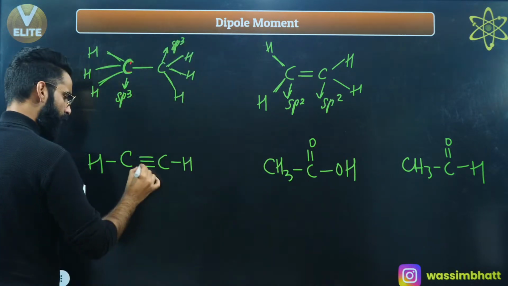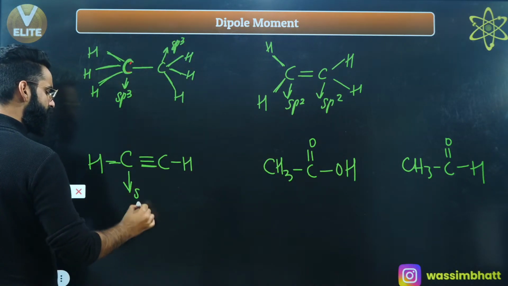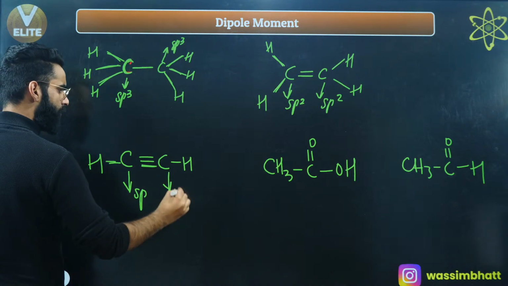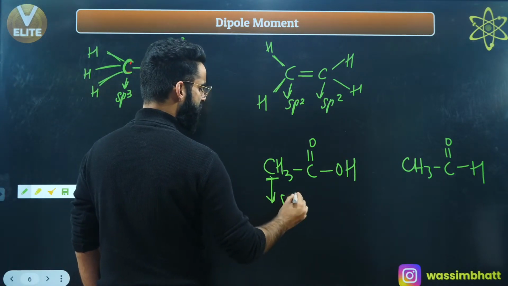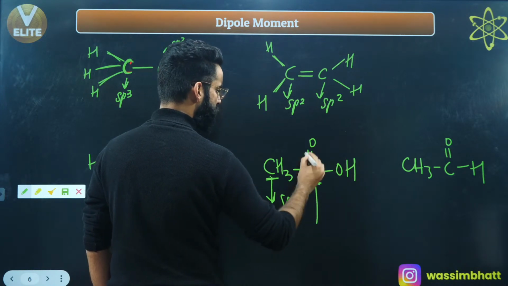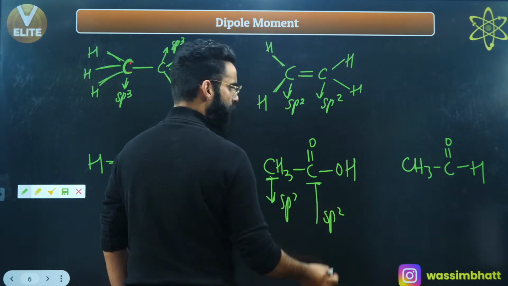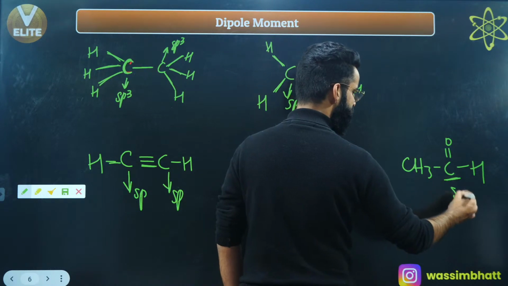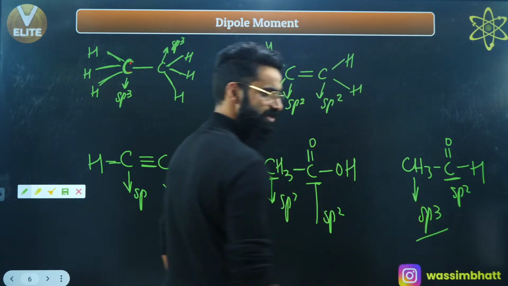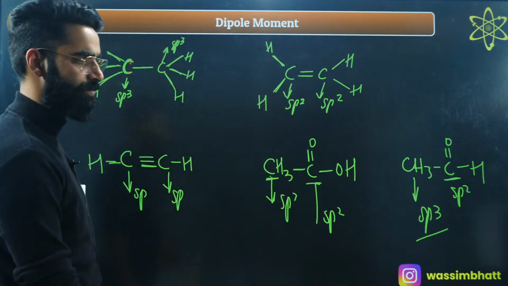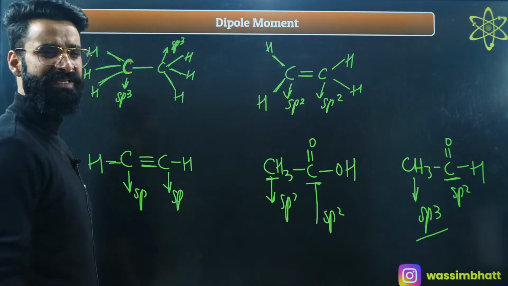If you talk about this one, 1 sigma, 2 sigma. So steric number 2, sp. Steric number 2, sp, right? What about this carbon? It's forming 4 sigma bonds, so it's sp3. What about this carbon? It's forming 3 sigma bonds, so sp2. What about this carbon? It's forming 3 sigma bonds, sp2. This carbon is forming 4 sigma bonds, sp3, right? So from the structure itself, you can see the hybridization as well. Just calculate the number of sigma bonds.